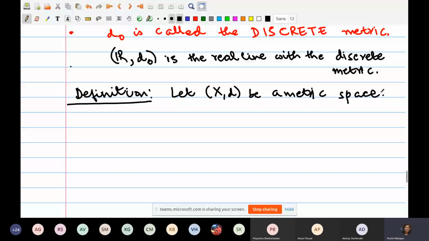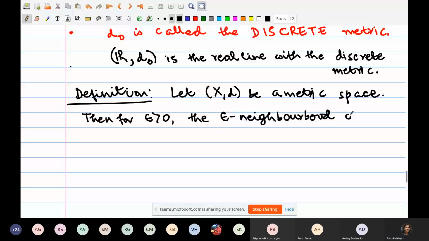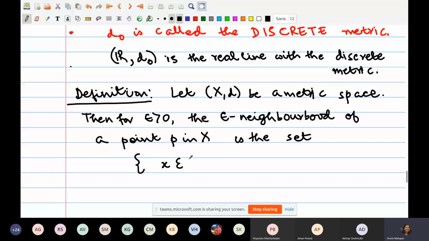So what is it that I want to define? Then for epsilon positive, the epsilon neighborhood. So I am going to define the meaning of the statement. The epsilon neighborhood of a point P in X is the set. Which set is this? I am going to collect all elements in X for which the distance from P is at most epsilon.